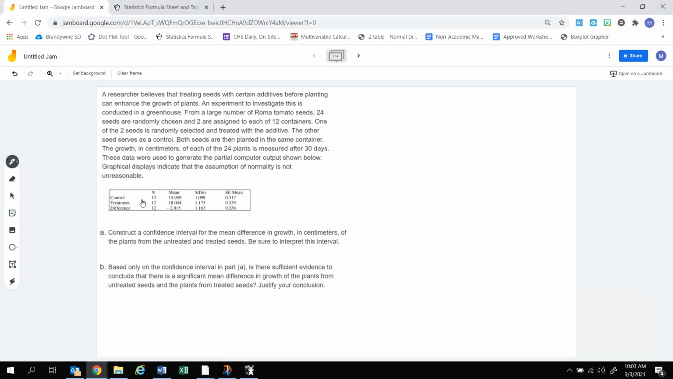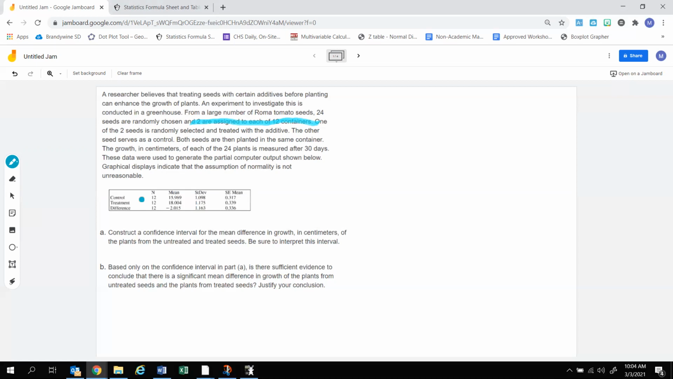You have to look at how this experiment is set up. They're taking 24 seeds. 2 of them are being assigned to each of 12 containers. So 2 seeds are getting put in each of 12 containers. One of the 2 seeds is randomly selected and is treated with the additive. The other seed serves as the control. This is screaming a matched pair scenario. You have 1 container, 2 seeds. One of the seeds gets treated. One of them does not.